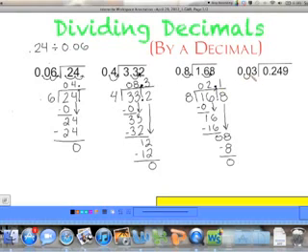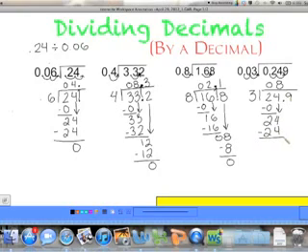Alright, in this problem we had to move our decimal over 2 times to get a whole number. So our new problem here becomes 24.9 divided by 3. 3 can fit into 2 0 times. 3 times 0 is 0. 2 minus 0 is 2. Bring down the 4. 3 can fit into 24 8 times. 8 times 3 is 24. 24 minus 24 is 0.